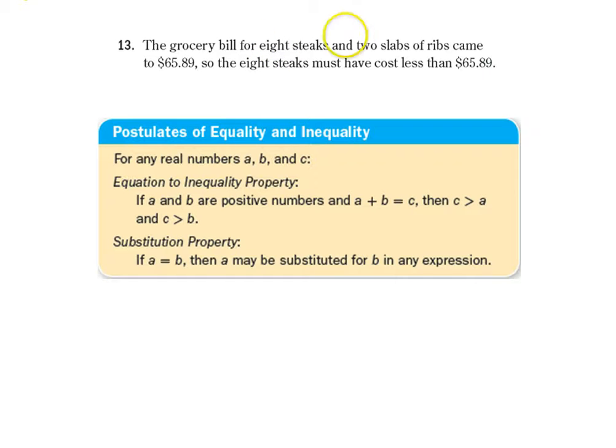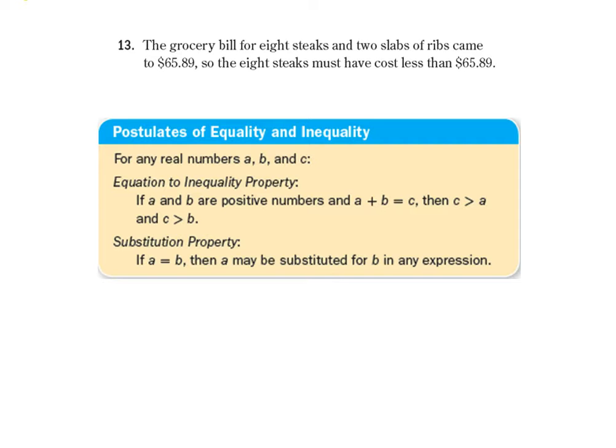That's exactly what we have here, where we have several real numbers, because we have 8 steaks and 2 slabs of ribs. So the 8 steaks is kind of like the A, the 2 slabs of ribs is the B, and then the C is the $65.89. When we add these two things together, they equal C. That means that C must be bigger than A, and C must also be bigger than B. So basically the total cost has to be more than the cost of the ribs, or the steaks, I'm sorry, and the ribs also.